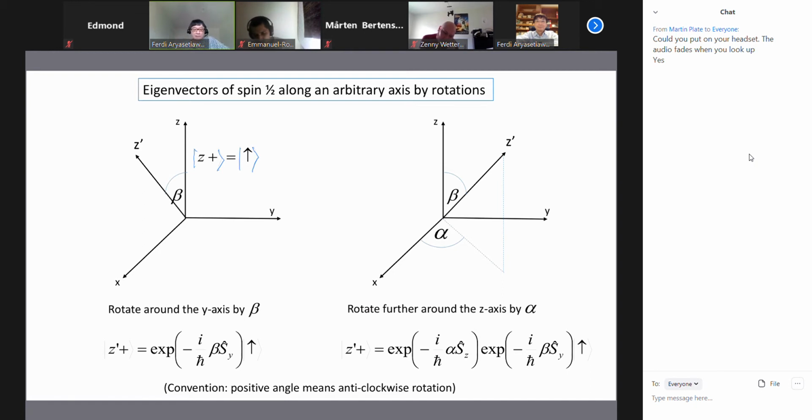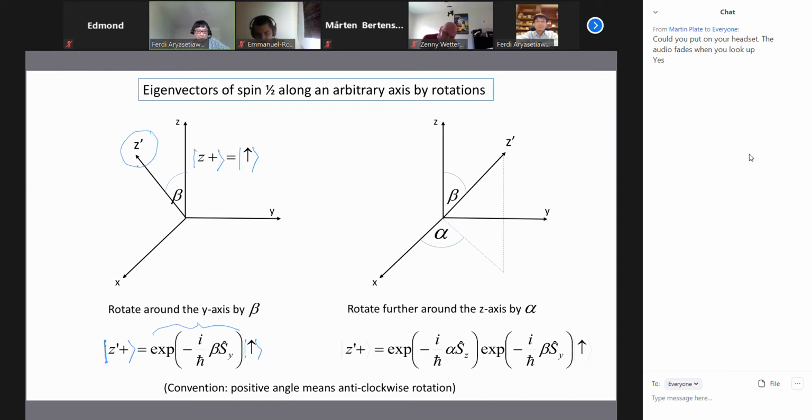So z plus, let us spin up. And then we rotate this state by angle beta around the y-axis. So we construct a rotated state, let's call it z prime plus. So this is the rotation operator around the y-axis by angle beta. So now the state is rotated along this direction here.